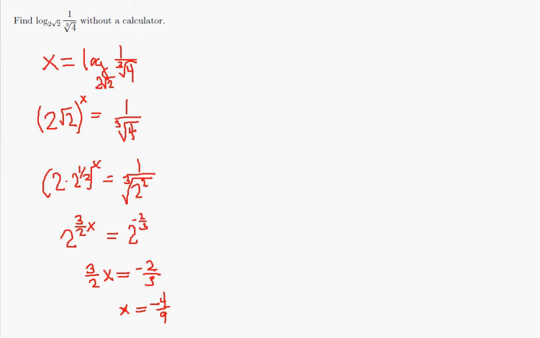A probably more conventional way of doing things that does not directly appeal to the definition of logarithm is to change the base. So the logarithm of 1 over the cube root of 4, base 2 square root of 2. Let's change the base, and it really doesn't matter what base I change it to. Let's change it to natural log of 1 over the cube root of 4 divided by the natural log of 2 square root of 2.